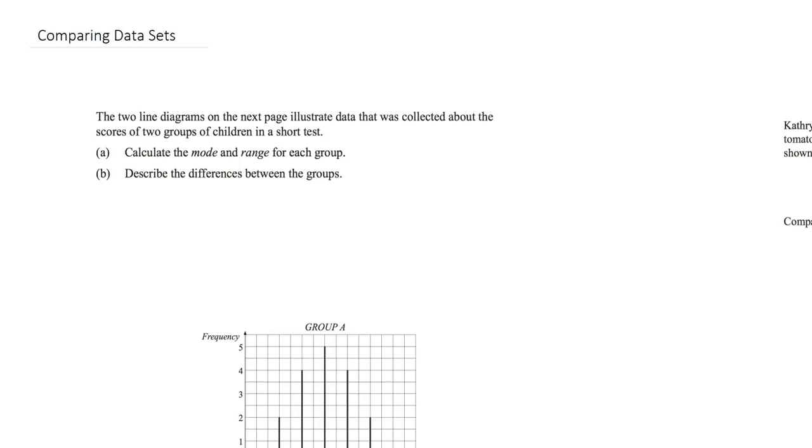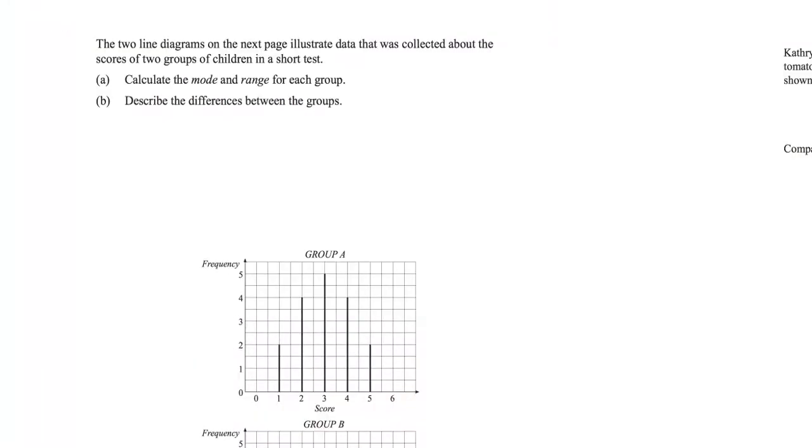So in this video, we're going to take a look at some simple data sets and see if we can compare them using averages and a measure of spread, which is the range. So let's just jump straight into it and have a look at our first example.